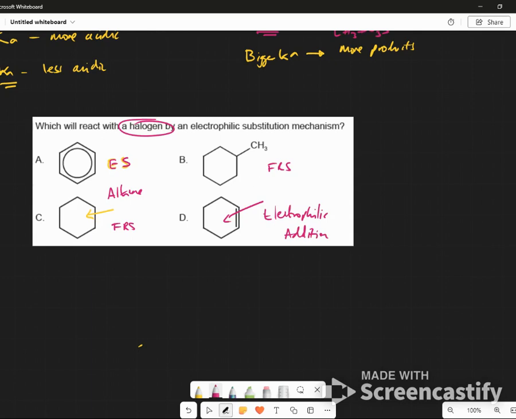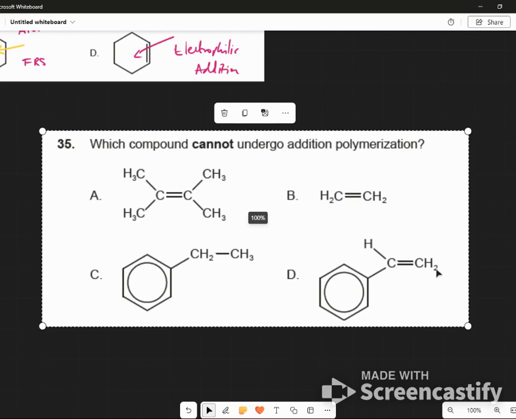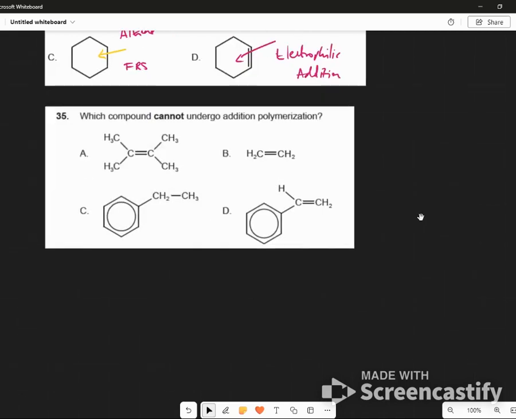All right. Next is this. This looks weird, but it's not. Doesn't look too hard in the end. So how are we going to do this one? Which can't undergo addition polymerization? It's pretty obvious if you know what you're looking for. Anyone there?